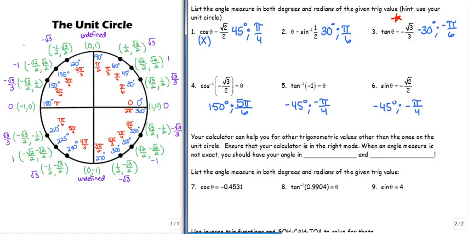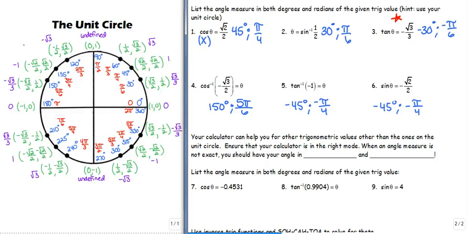Okay, let's see how you did. Our first one is 150 degrees, 5 pi over 6. If you did not get this, make sure that you check both options, and then we know that cosine has to be in quadrant 1 or 2. So make sure that you pick the correct quadrant. In this case, it's quadrant 2.